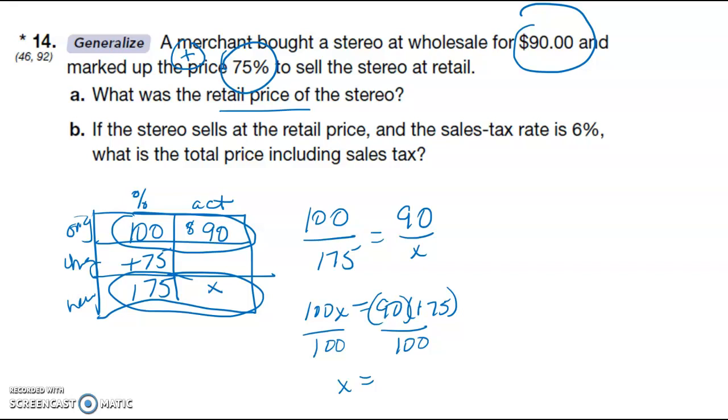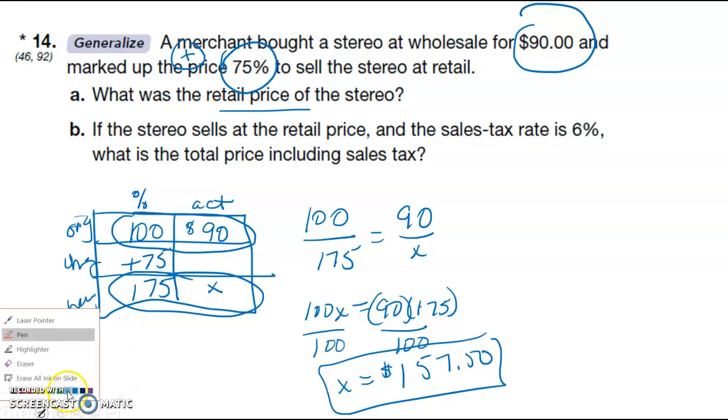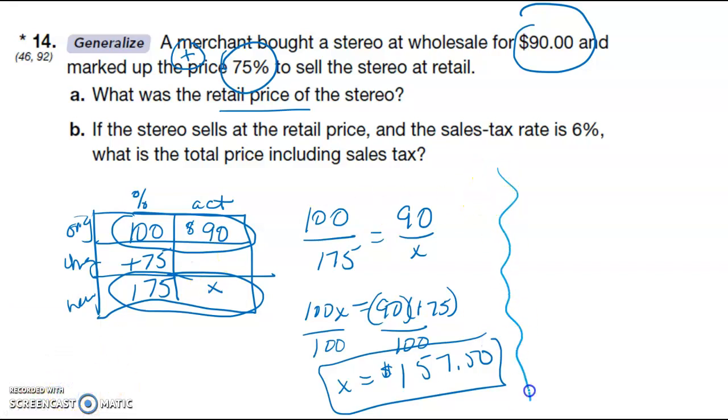Okay, let's try that again. There we go. I got $157.50 as my answer to A. I'm going to change colors because we have B. It says if the stereo sells at the retail price and the sales tax rate is 6%, what is the total price? Okay, so first thing we have to do is make this into a decimal.